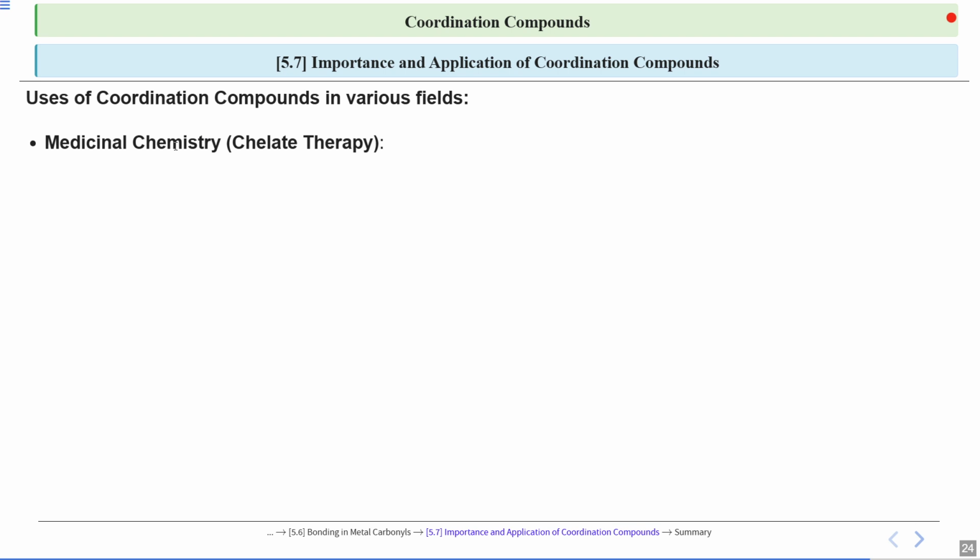The next field where coordination compounds are used is medicinal chemistry, where chelate therapy is famous. The purpose of this is the treatment of toxicity caused by excess metals in biological systems. If excess metals are there in a biological system, then the treatment of the toxicity it creates is the purpose of this therapy.